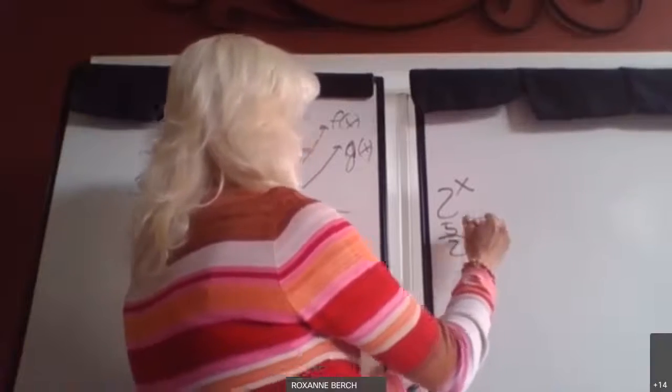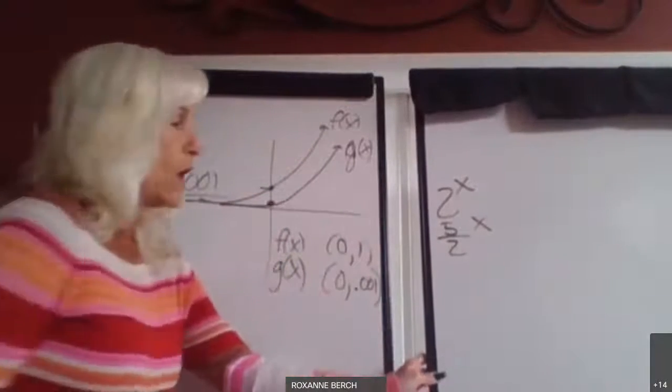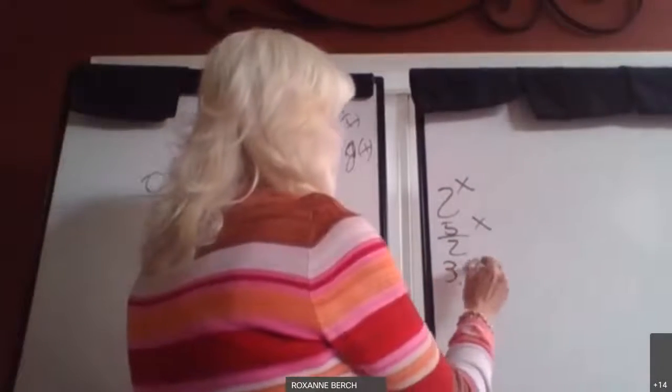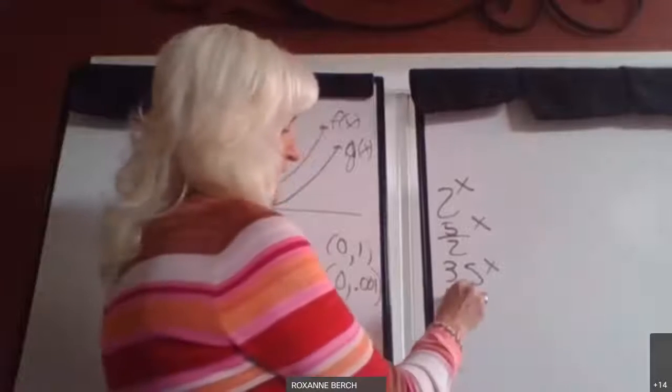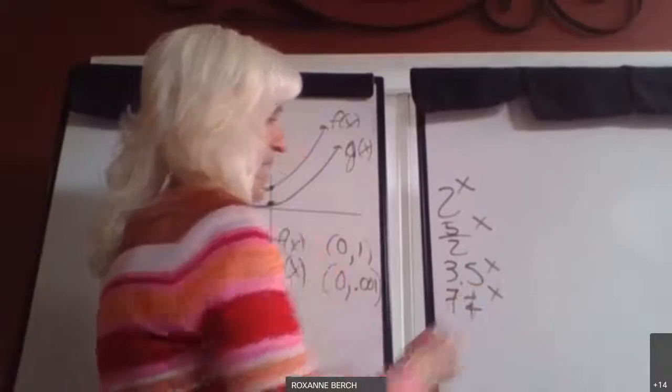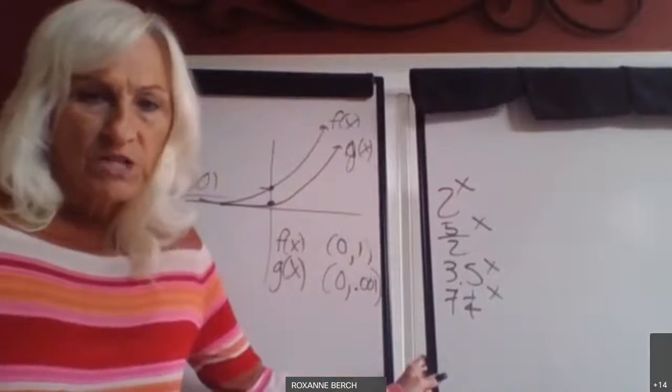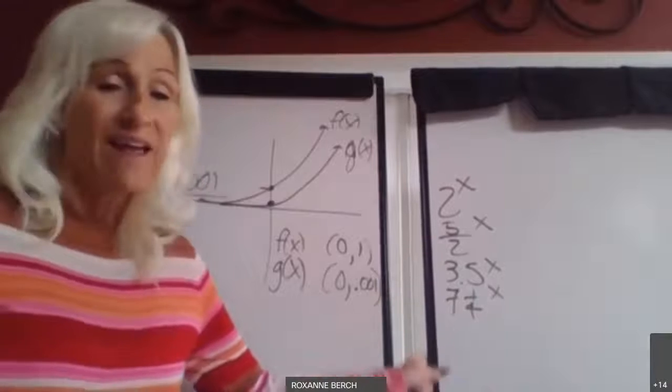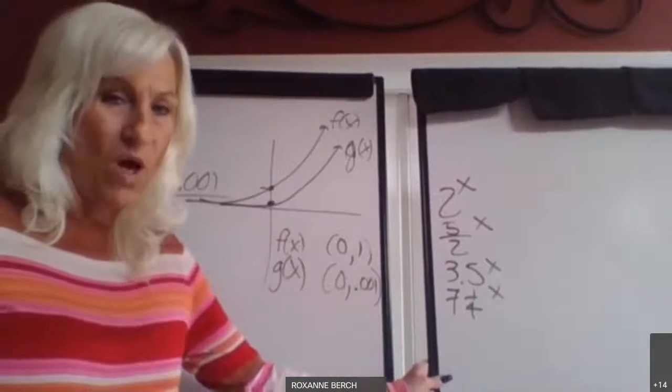5 over 2 is greater than 1. That would be exponential growth. 3.5 would be exponential growth. 7 1/4 to the x would be exponential growth. So it has to be greater. The parent has to be greater than 1.